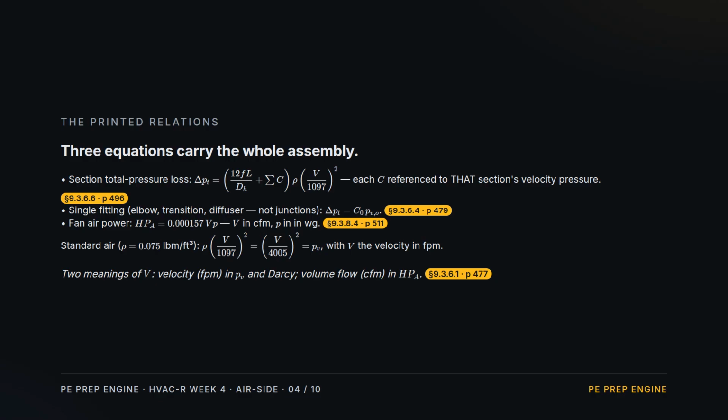The three printed relations. The section total pressure loss is Darcy friction plus the sum of fitting coefficients, all times that section's velocity pressure, each coefficient tied to its own section. A single fitting is its coefficient times its velocity pressure. Fan air power is the constant times volume flow times pressure. And for standard air, the general velocity pressure form collapses to the V over 4005 form. Watch the two meanings of V. Velocity in the pressure terms, volume flow in the power.